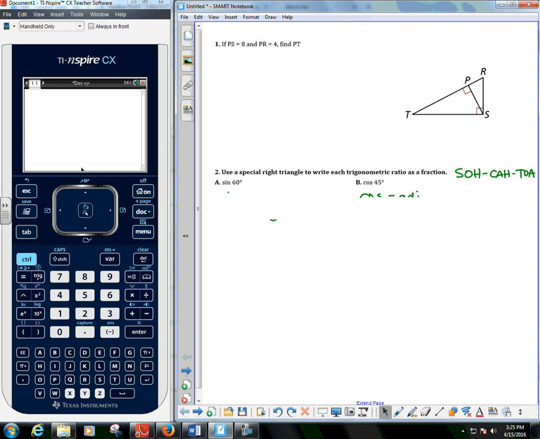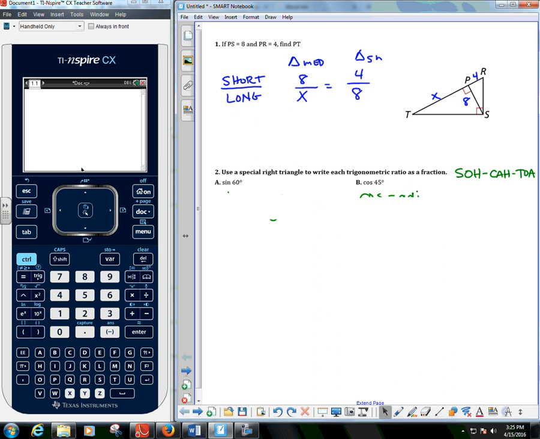Okay, so for number 1, if we know that PS is 8 and we know that PR is 4, and we're looking to find PT, which is X over here. So if I think about what I know, a short side, a short leg, and a long leg for the medium-sized triangle and the large-sized triangle. So for the medium triangle, the short leg is 8 and the long leg is X. And if we do the small triangle, the short leg is 4 and the long leg is 8.